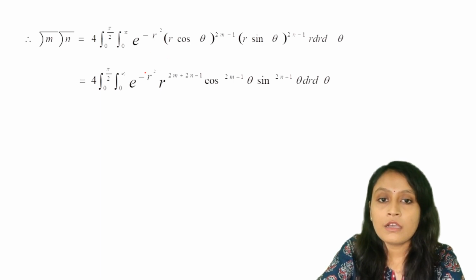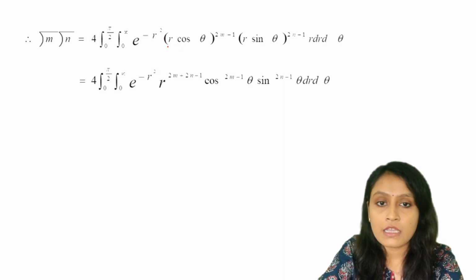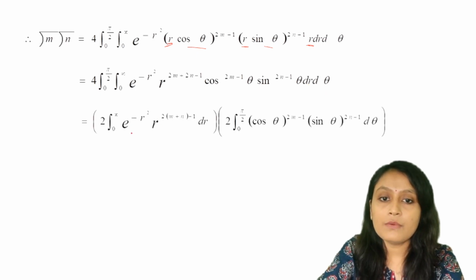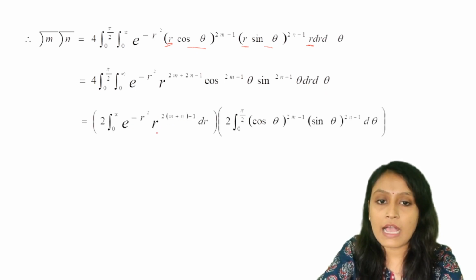Now we have to just simplify this. e^(-r²) as it is. Combine all the r, so you will get r^(2m+2n-1), and from here you will get cos^(2m-1) θ, and from here sin^(2n-1) θ dr dθ. Now we will separate these two, in the form of r and in the form of θ. So this e^(-r²) into r^(2m+2n-1) dr, and this 2 from 4.